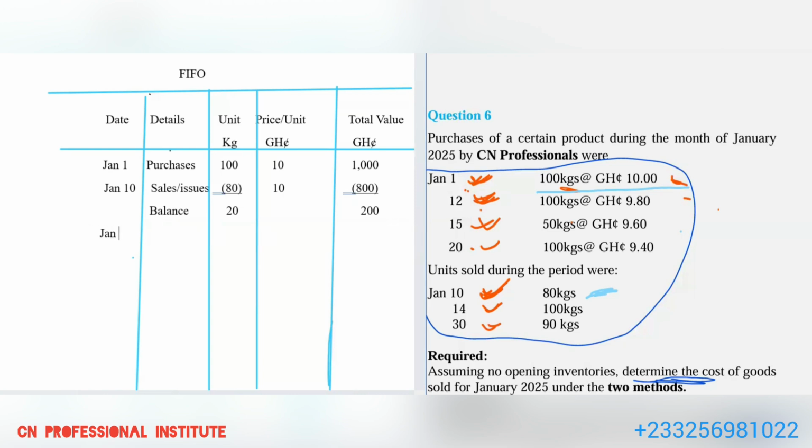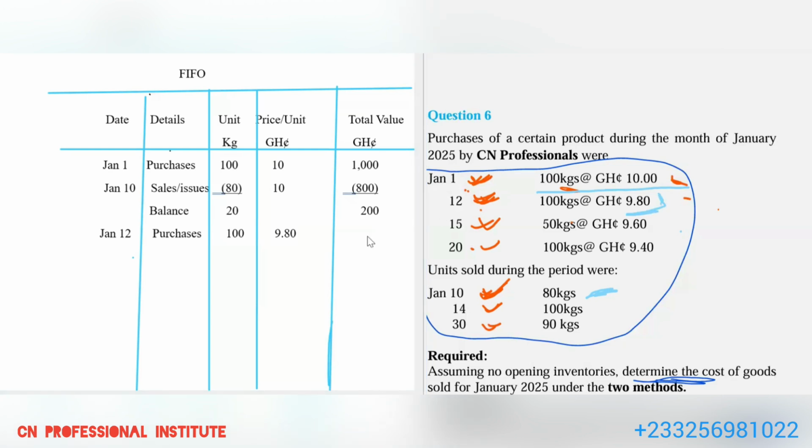So January 12, what did we do? January 12 was purchases. So go to the question and check. It was purchases. How many units did we purchase? We purchased 100 kilograms. What's the price? At 9.80, right? So this is what I'm talking about. This one. Yes. January 12.